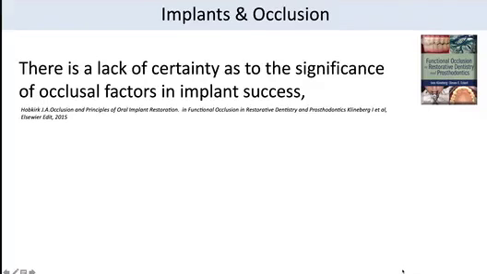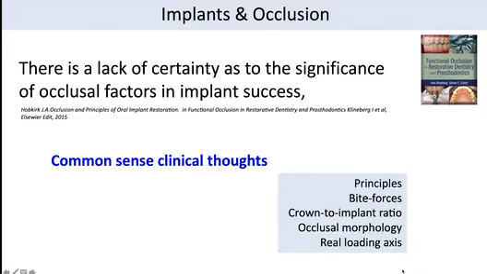Lack of certainty as to the significance of occlusal factors in implant success. We don't know exactly all things. And so we can stay on common sense clinical thoughts to guide the clinical application. General principles of this common sense.